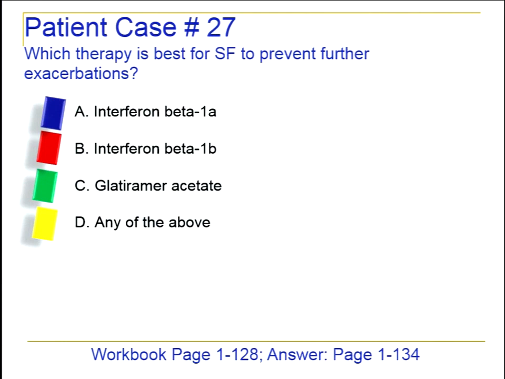Okay, same patient. What do you want to do to prevent exacerbations? Would we prefer to give her interferon beta-1a, interferon beta-1b, glatiramer, or any of the above? Okay. And most people are good with any of the above, and I would say we could do any of those at this point.